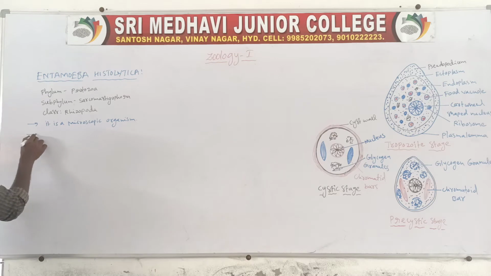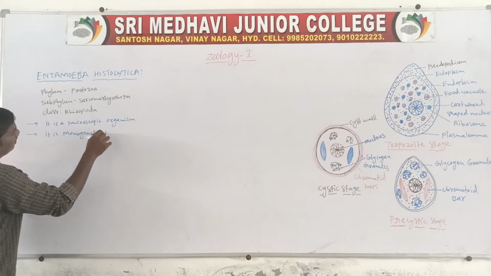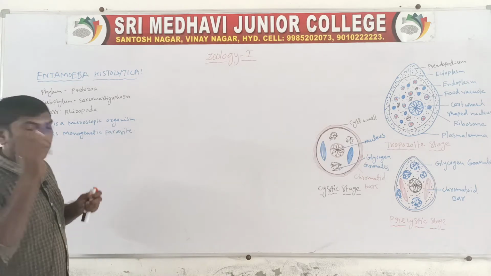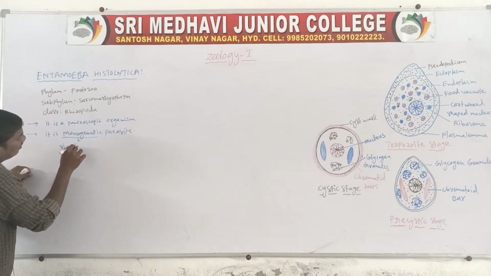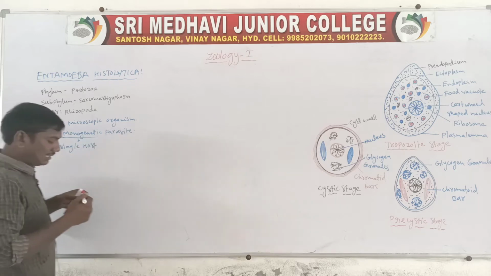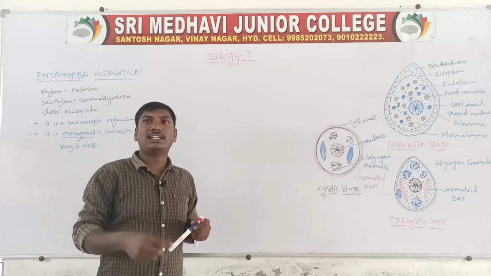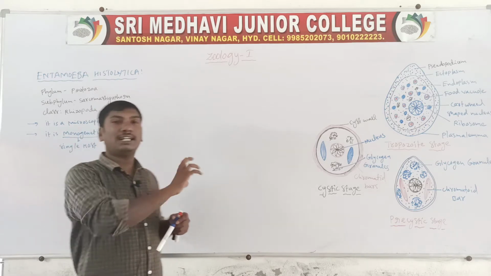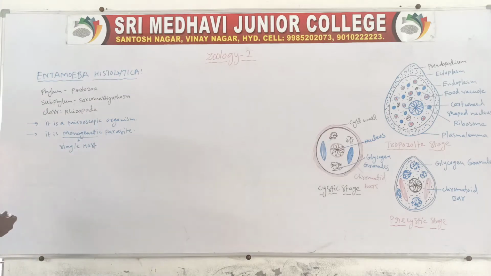Next, it is a monogenetic parasite. Monogenetic parasite means it contains only a single host. Digenetic means they contain two hosts. But Entamoeba histolytica is a monogenetic parasite, containing only one host.